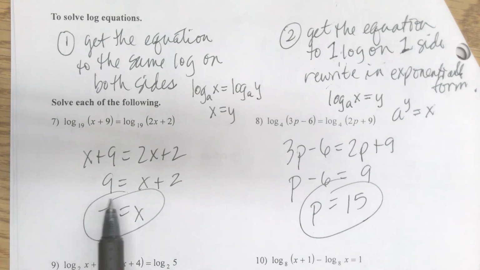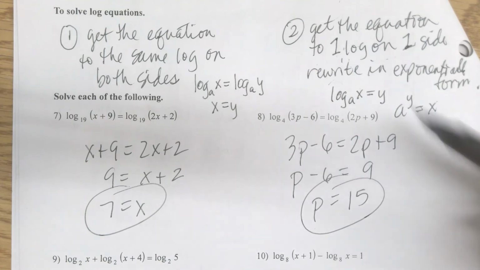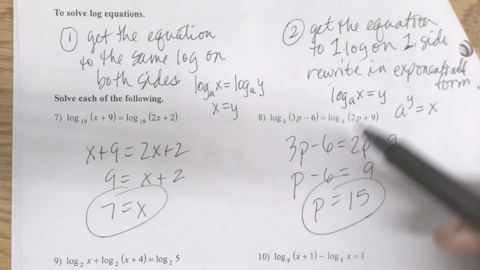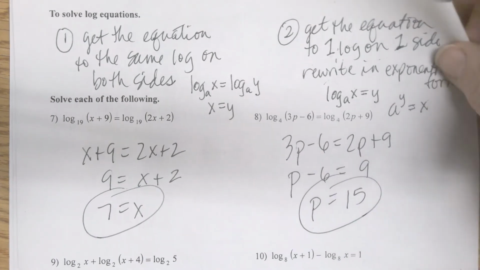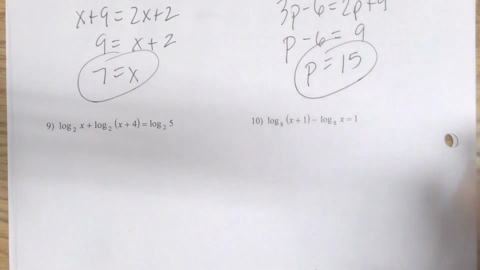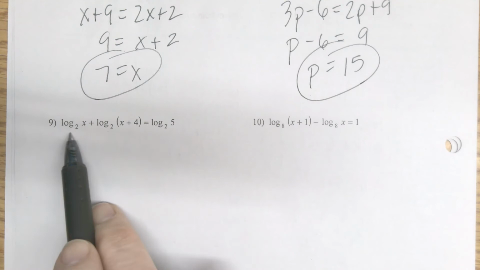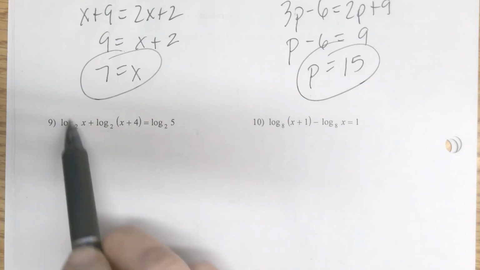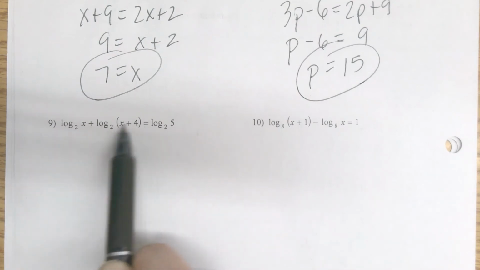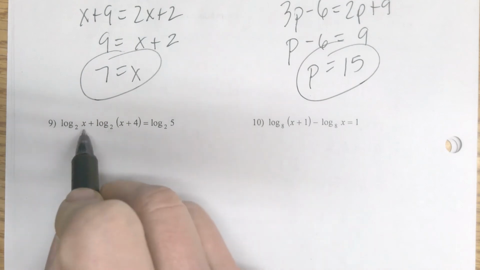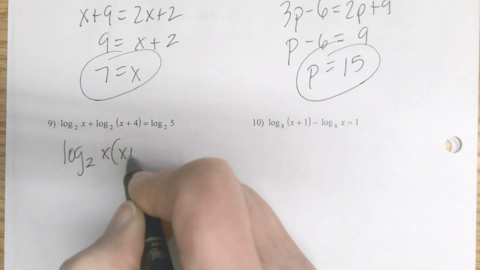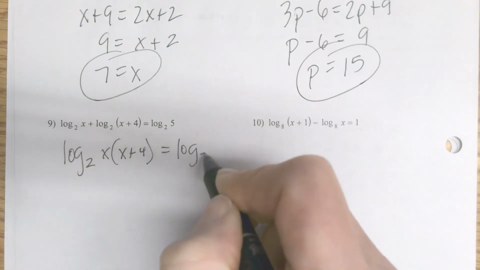I do have to be careful and check my answers sometimes, because, we talked about this yesterday, I cannot have a log of a negative number. So if anything makes this negative inside of there, I have no solution, and that can sometimes happen as well. On the next problems, I have 2 logs on one side and 1 log on the other side. So now I need to do some cleanup before I can do the solving. So I'm going to rewrite this. Addition equates to multiplication. So this is the log base 2 of x times x plus 4 equals the log base 2 of 5.